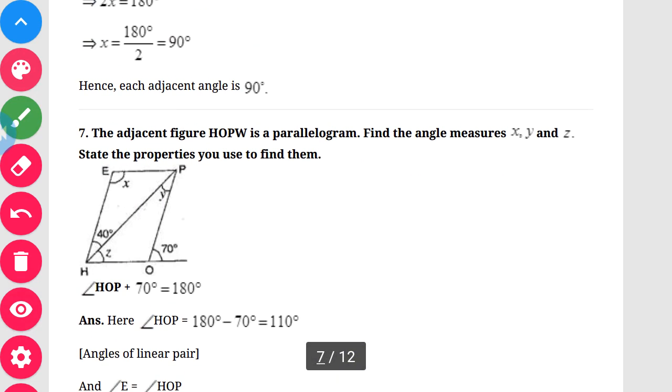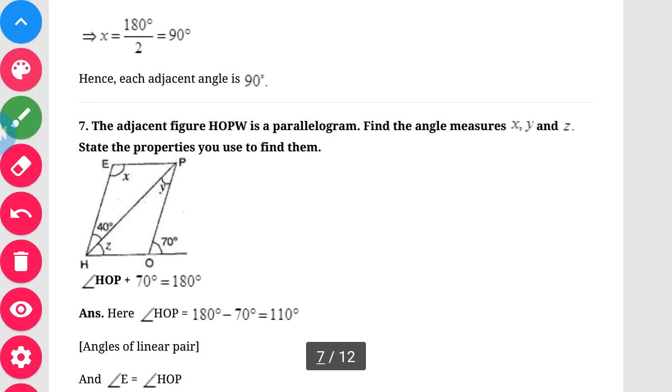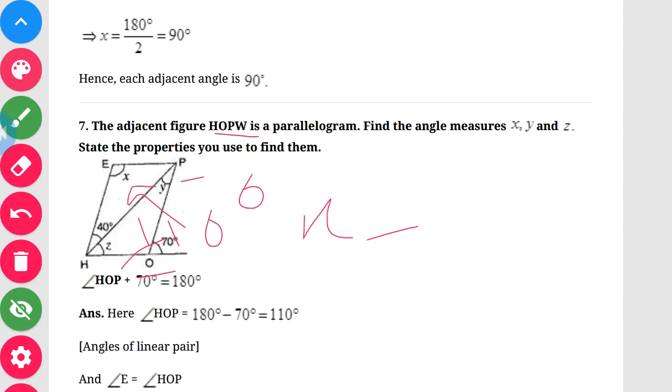The adjacent figure HOPE, children. Just check, HOPE is a parallelogram. So I am going to go with the series H, O, P, E. Find the angle measures of x, y, z and state the property you use. See here, children, we can easily solve. This angle we can find by the linear pair, that is 180 minus 70, which will give you 110 degrees. And we know opposite angles are equal, so angle x is equal to whatever you have found here. See this angle, let me zoom it for you.